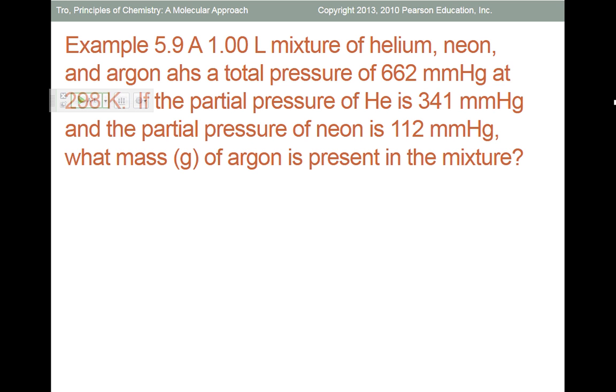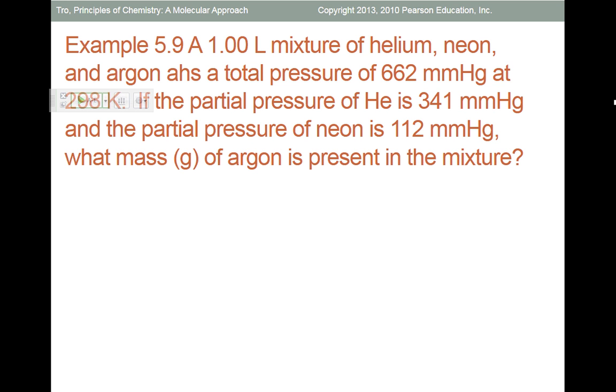So we know our total pressure, and we know our partial pressure of 2 of the gases in the mixture. So we can figure out our partial pressure of argon, and then it wants to know the mass of argon. But we can do that because we can figure out our moles using PV equals nRT if we know our partial pressure of argon. Once we know our moles, we know our molar mass of argon. We can look it up on the periodic table, so we can calculate our mass. So don't let the fact that we're asking for mass confuse you. If you know the moles of a substance and you know the molar mass of the substance, you can figure out the mass of the substance. So don't let the fact that mass is what we're looking for trip you up.